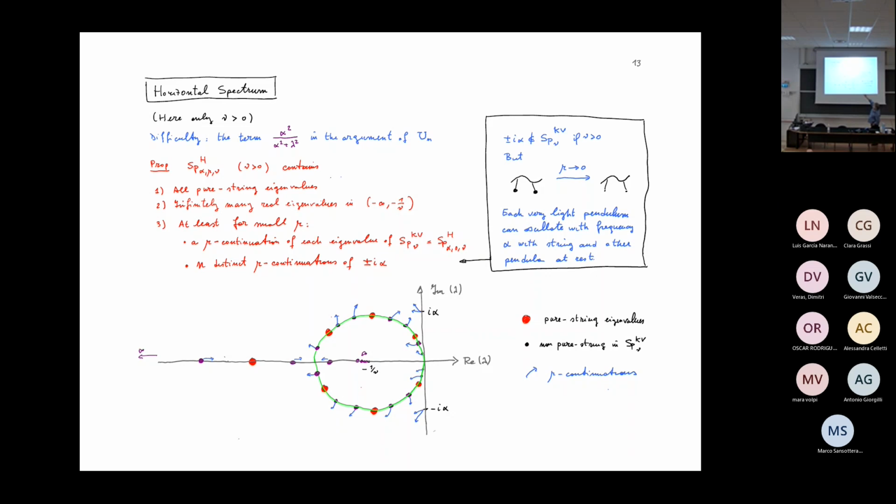And then there are n distinct mu continuations of these two values, i alpha and minus i alpha, which do not belong to the Kelvin-Voigt spectrum. And their meaning is this one. When mu goes to zero, the pendula are very, very light. And you may imagine that each pendulum may oscillate by itself without forcing the string to move and without forcing the other pendula to move. So this limit here is just the limit in which each pendulum of zero mass makes oscillations. Out of these come n continuations in the horizontal spectrum. So this is what we can say analytically.